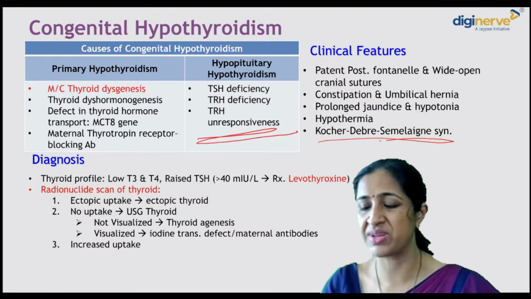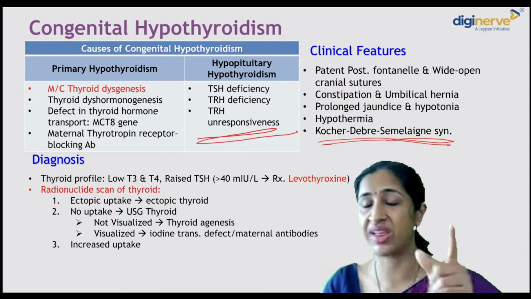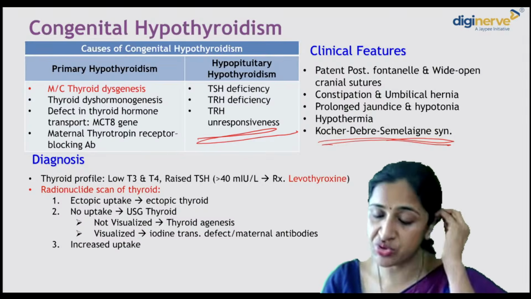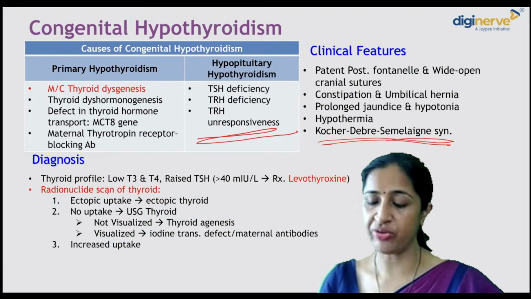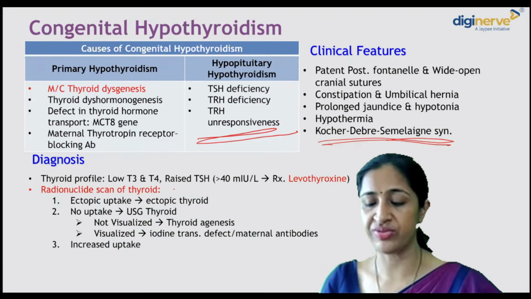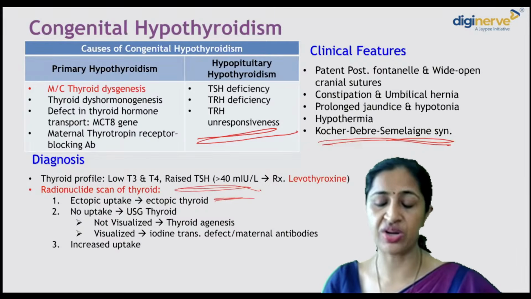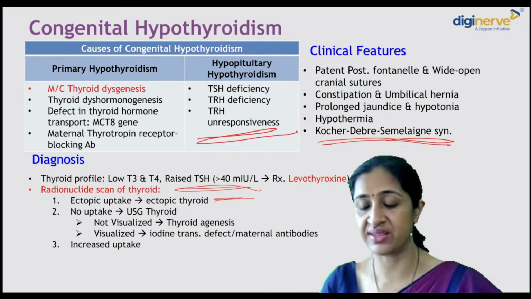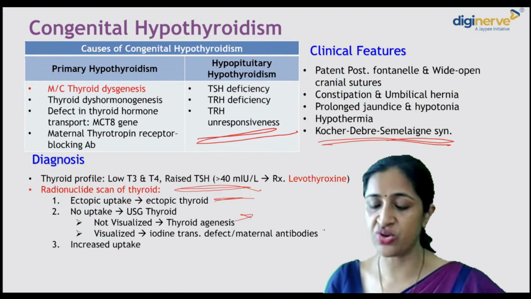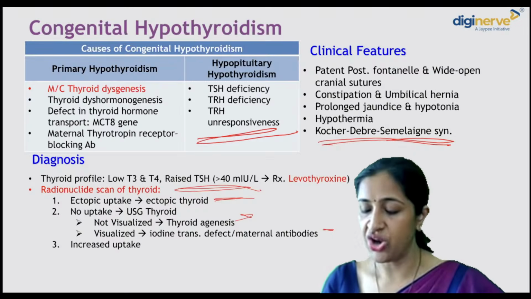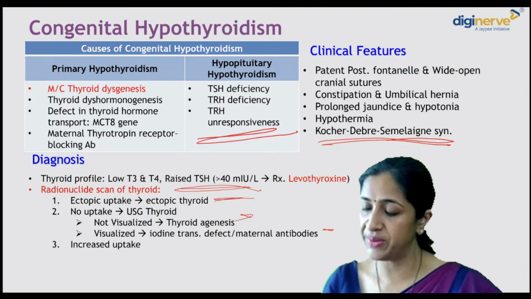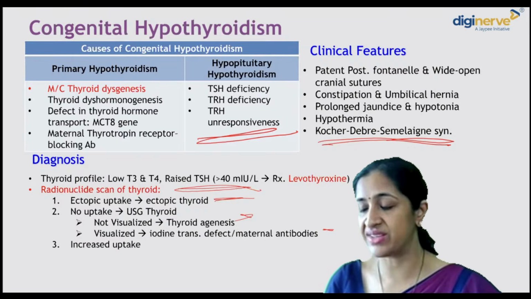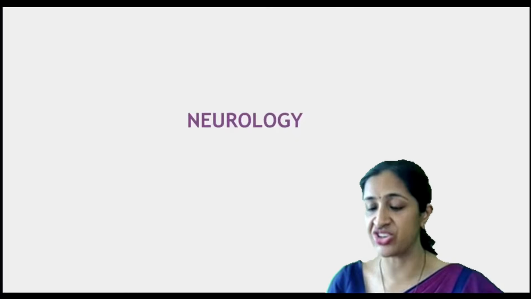Cretinous features are the most important. You know Kocher-Debre-Semelaigne syndrome. I told you this is one of the rare causes of disproportionate short stature. Otherwise, hypothyroidism is proportionate short stature. Thyroid profile. You have low T3, T4 with raised TSH, ectopic thyroid, look for the radionuclide gland. If there's no uptake, do a gland scan and see whether it's agenesis or it is iodine transport issues or if there's increased uptake. Okay. ECG to look for low voltage complexes and elevated serum cholesterol will be seen in cretin children.